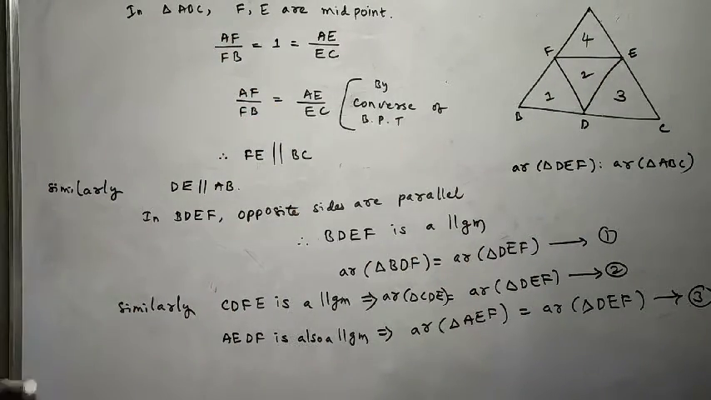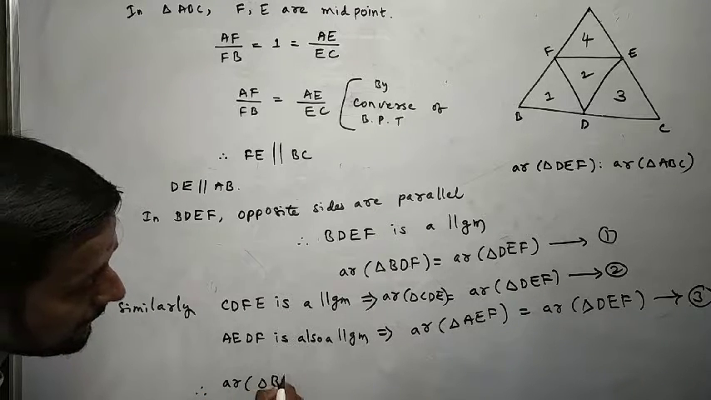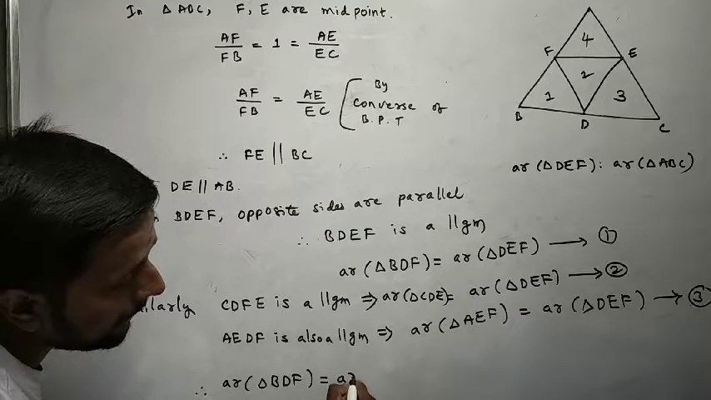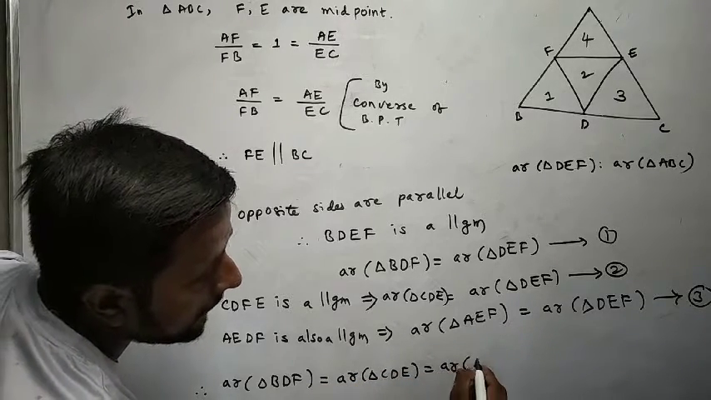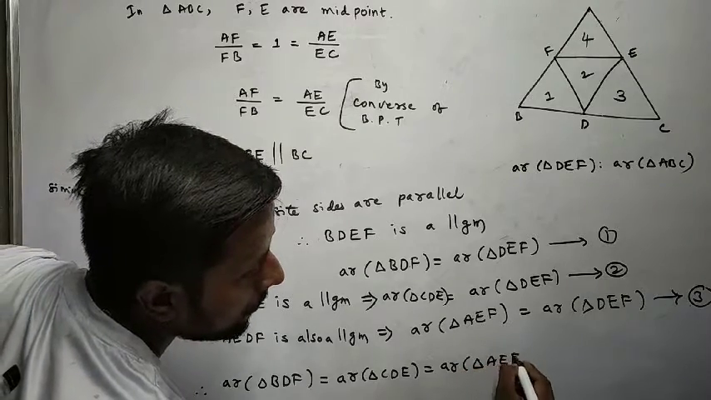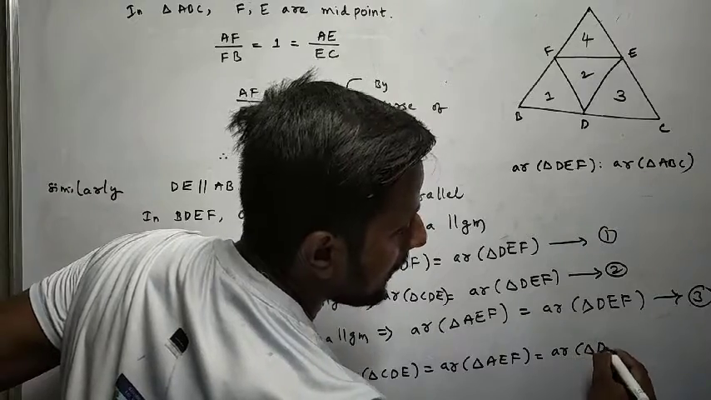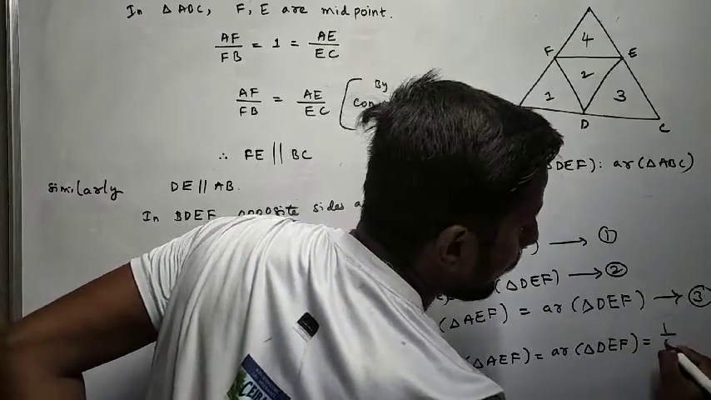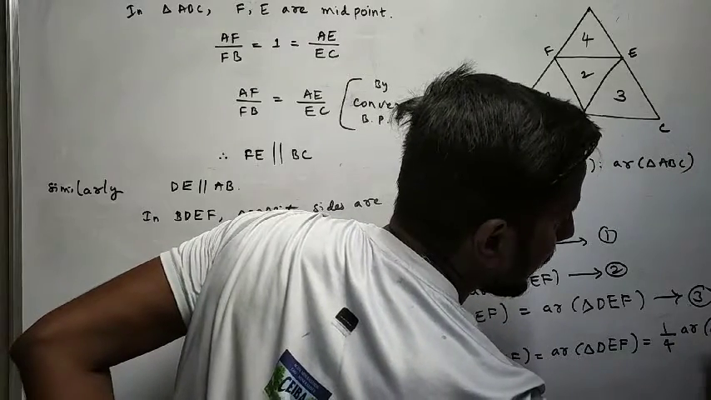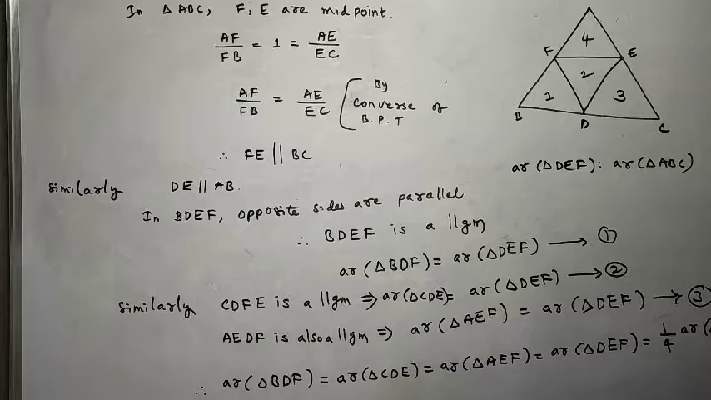4. So therefore, I'll write area of triangle BDF, area of triangle CDE, area of triangle AEF, that is equal to area of triangle DEF. All triangles are equal in area, that is equal to 1/4 of the total figure, that is ABC, 1/4 of ABC, right?